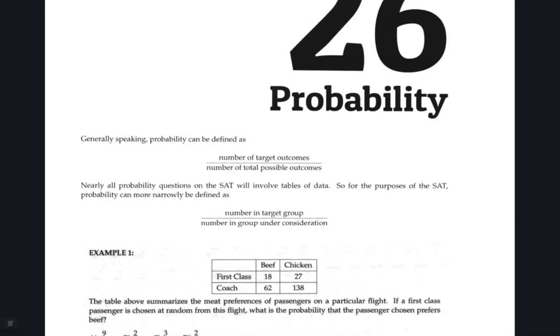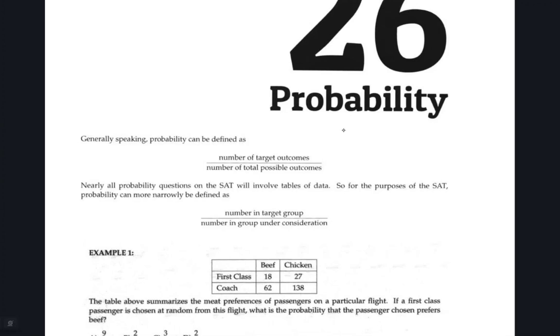So in that test, or on the question, what he is going to ask you is the probability of choosing a certain outcome, and you base your answer depending on the entire number in the group under consideration, or the total possible outcomes concerning that specific outcome.